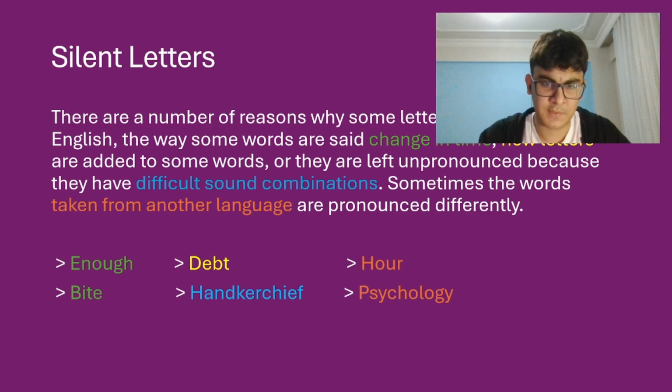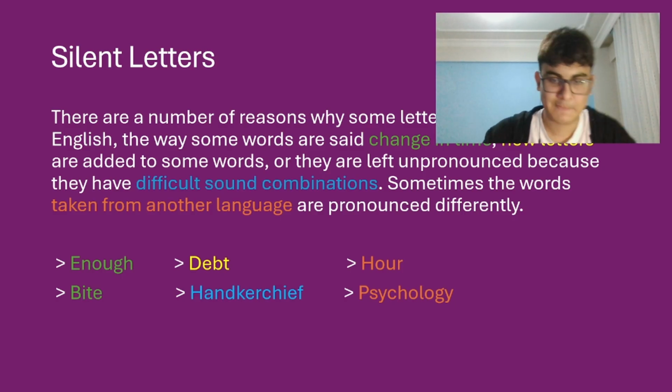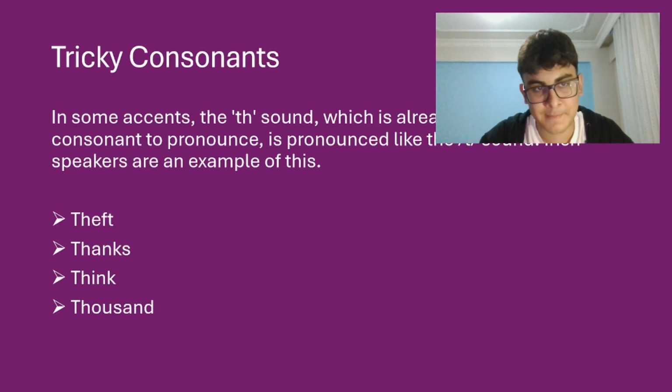Sometimes words taken from another language are pronounced differently. The word hour comes from French, and in the French language there's a rule which leaves out the H sound in some words. Like we don't say hour with an H, but we say our. And psychology comes from ancient Greek, which also gets the P sound out of the word psychology. We don't say p-sychology, we should say sychology.